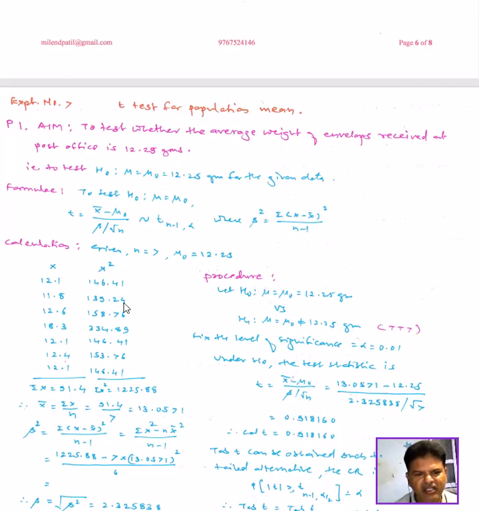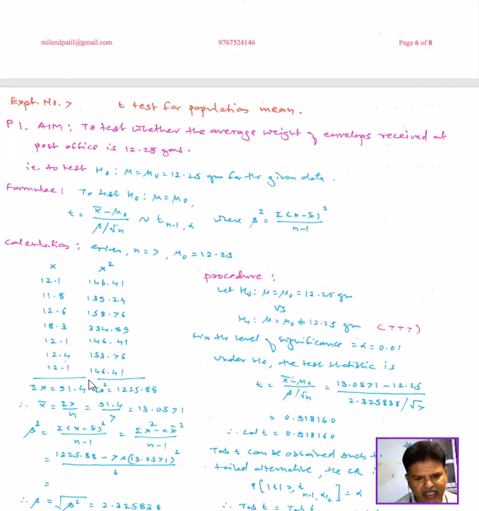So how to solve this test for population mean? The procedure is, first write down the values of x. Here x is the average weight of envelopes, and then square it. These are the x values 12.1, 11.8 and all these values are given. We need to calculate summation x and then square the values of x. So 12.1 square is 146.41. The next is 18.1, the square of this value is 146.41, and then add all these values.